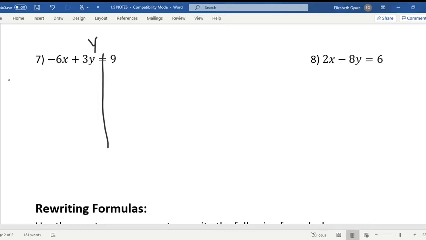So, negative 6x. Annalise, should negative 6x stay or go? Very good. It should go, and we should change it to a positive. Hannah, should 3y stay or go? Yeah, it is going to stay.